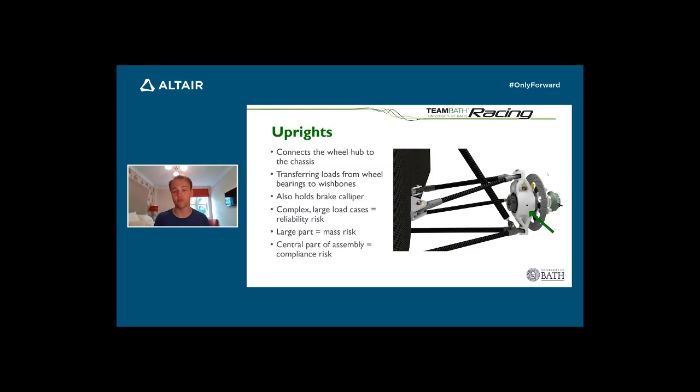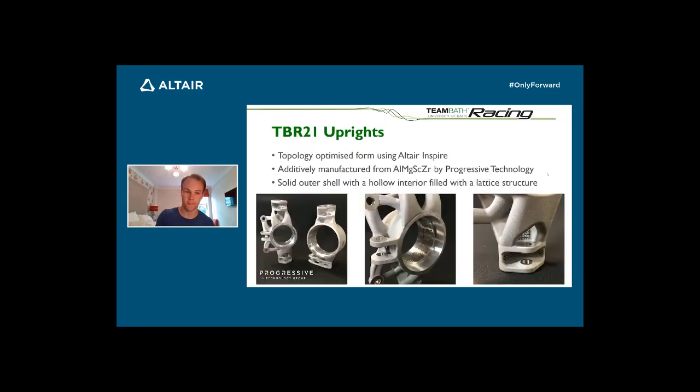Finally, as I said, it's the central part of the assembly, which means if this part isn't stiff enough, if we have too much compliance within the upright, then we'll see large amounts of compliance amplified throughout the entire assembly. So what this means is the upright's a really critical part that we have to get the design for both strength, for stiffness and weight really spot on to maximize our handling performance. So how did we approach this problem?